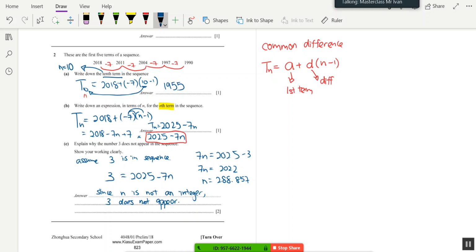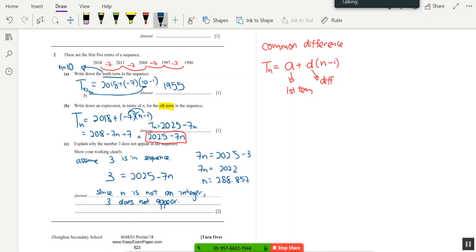Okay, Megan, understand the last part? Yeah, but why do you use 3 equals to 2025 minus 7n? Because you see, you know what's the significance of Tn? That means this is the nth term, correct? That means there must be an n whereby 3 will appear inside.